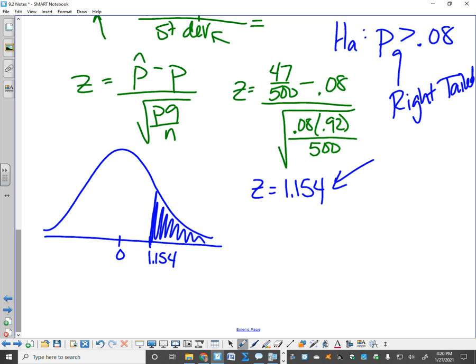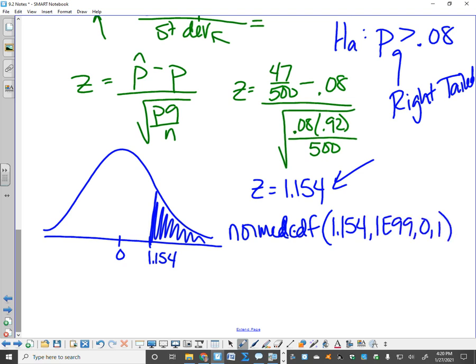Now, this z is a relatively small z, which means I'm going to have a lot of area. This p-value is going to be kind of on the big side. So here we go, normal CDF, from 1.154 to infinity, 0, 1, because we're using z's, and I get a p-value. Again, label what you're getting. I got a p-value of 0.124. Guys, that's 12%. That's large.